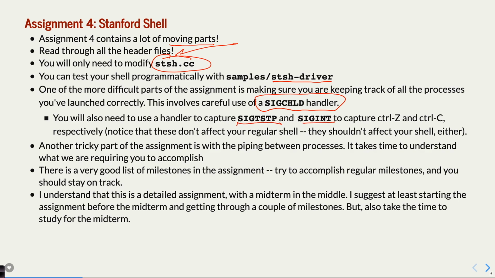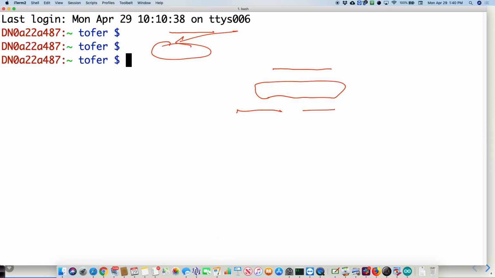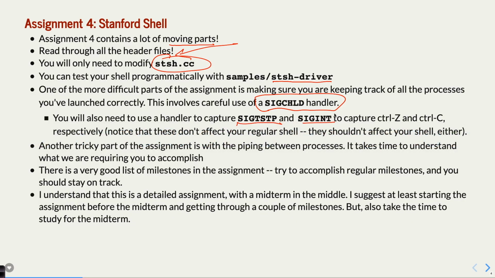Now, if I go over to a shell and I type Control-C, my shell doesn't die, right? You're going to have your shell also make it so that it doesn't die when you do Control-C. To do that, you have to capture SIGINT, which is the interrupt, and SIGTSTP, which is Control-Z. They should affect the processes that you have, but not your shell itself. So there's a little bit of that going on as well. As I said, the piping between processes is a little bit tricky. You'll have to take some time to get through that.